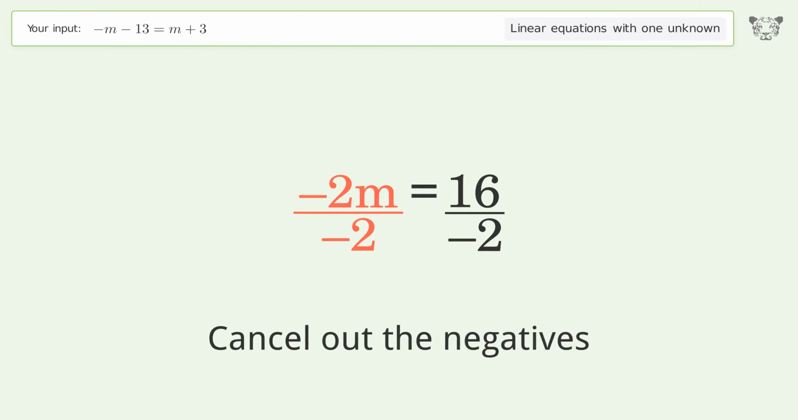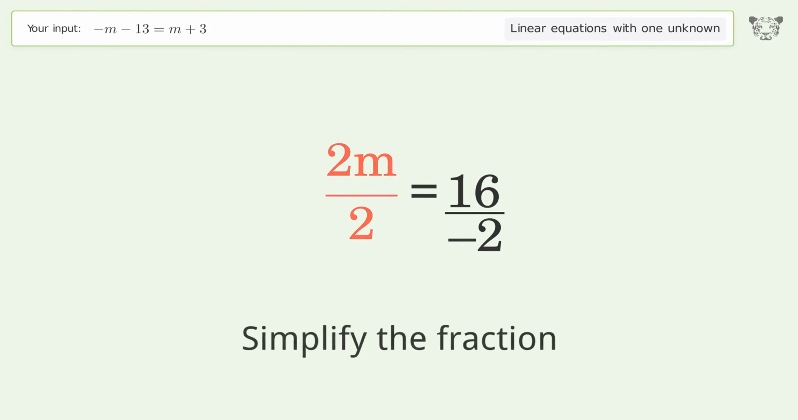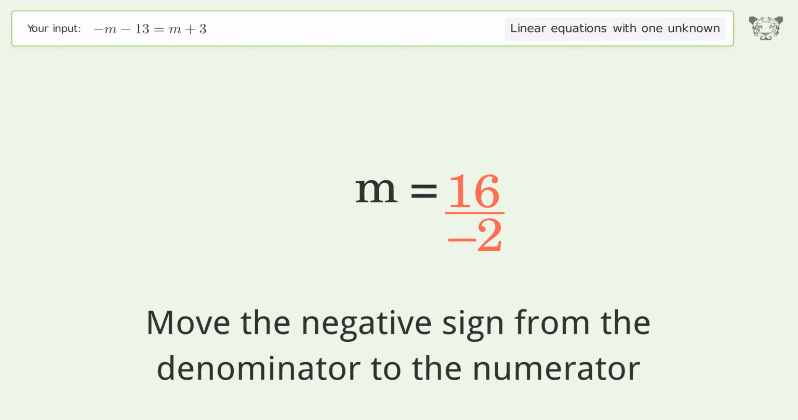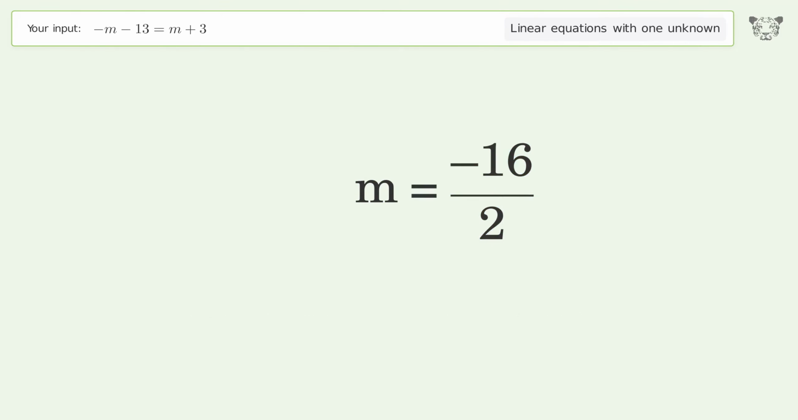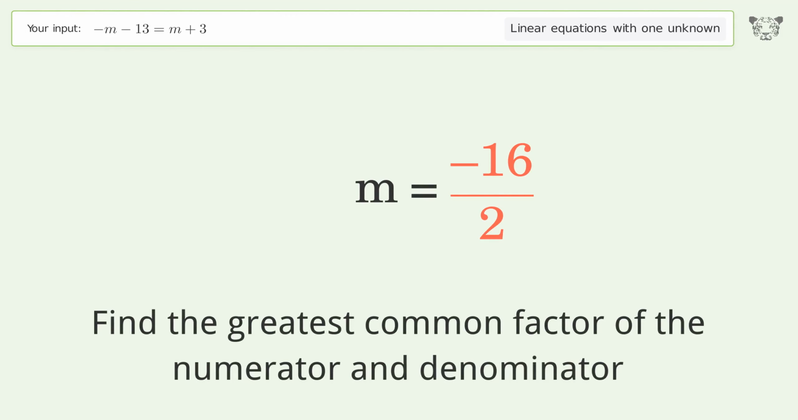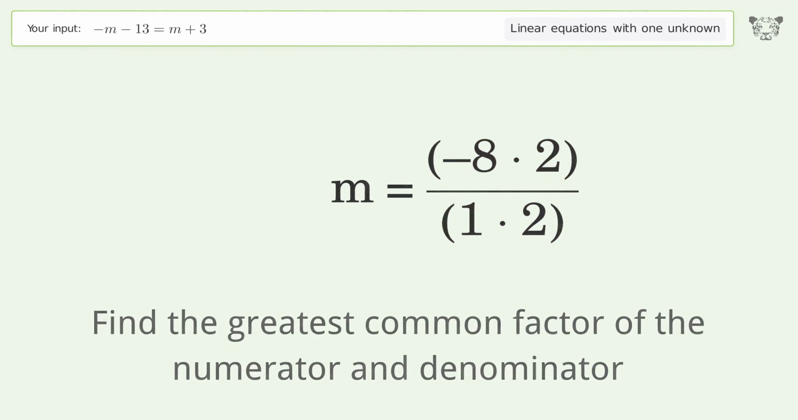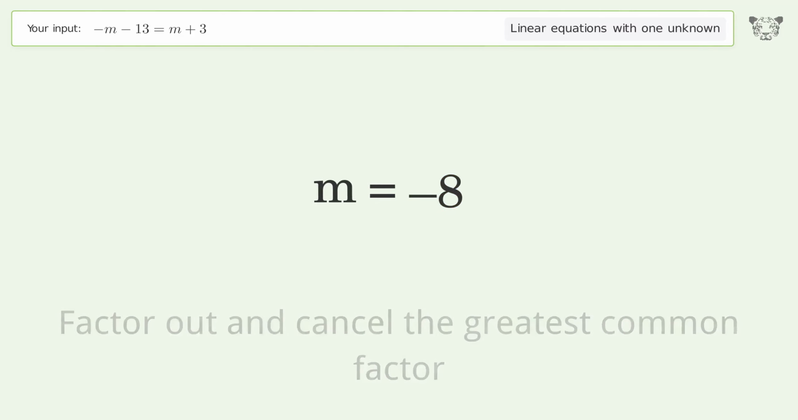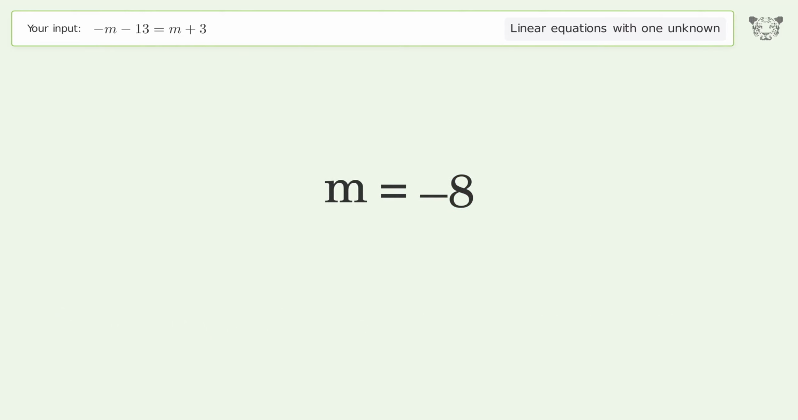Cancel out the negatives. Simplify the fraction. Move the negative sign from the denominator to the numerator. Find the greatest common factor of the numerator and denominator. Factor out and cancel the greatest common factor. And so the final result is m equals -8.